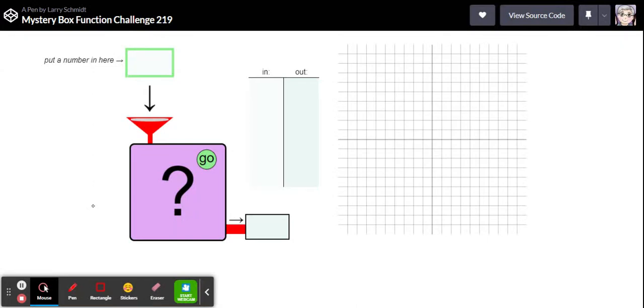Hello everybody and welcome to another mystery box function challenge. In the purple mystery box there is some math and your challenge is to figure out what it is. You can use the link in the description to try this out, and when you think you've got an idea, come on back, see if we get the same thing.